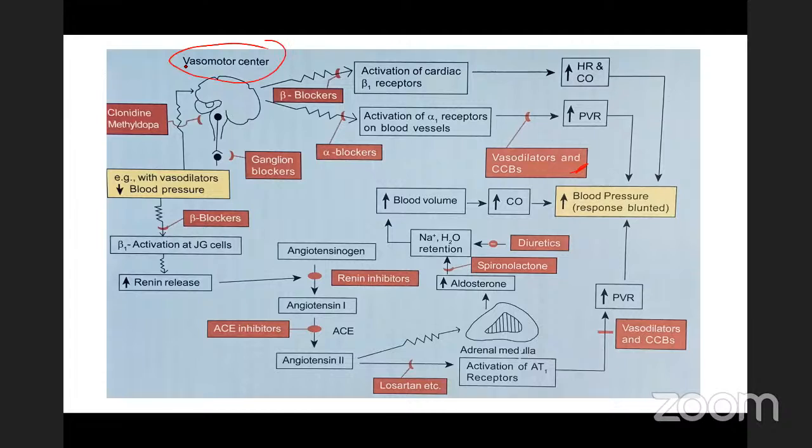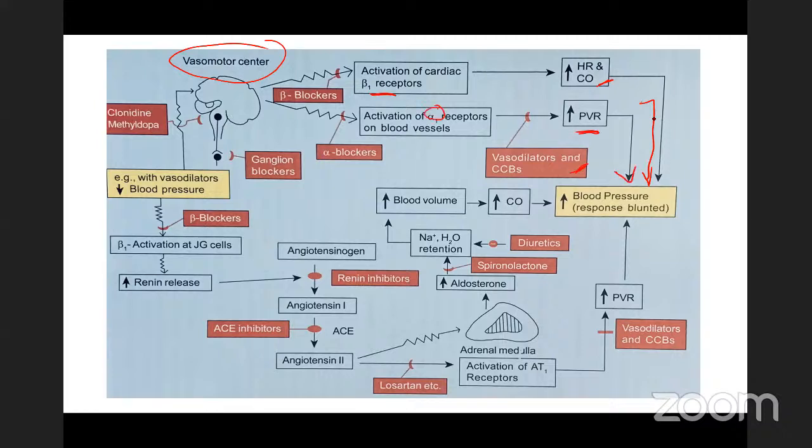There will be sympathetic discharge, that is the release of adrenaline and noradrenaline, which acts on the beta-1 receptors of the heart. We all know the action of the beta-1 receptor of the heart: it increases the heart rate and the cardiac output, ultimately leading to increased pressure. At the same time, the neurotransmitters act on the alpha-1 receptors of the blood vessels, which increases the peripheral resistance, which again contributes to increased BP.